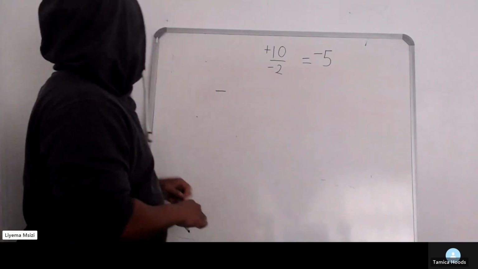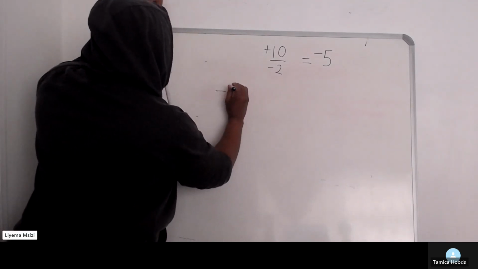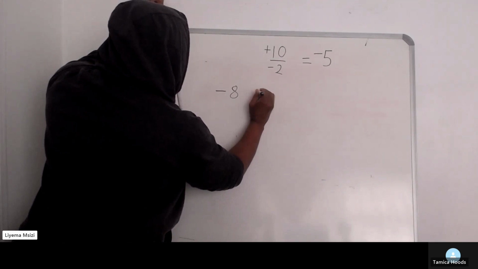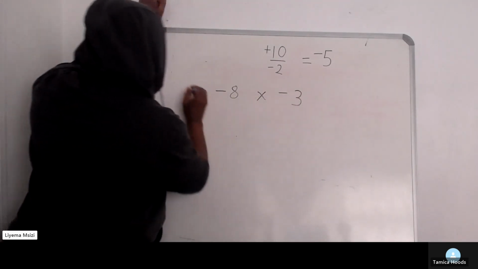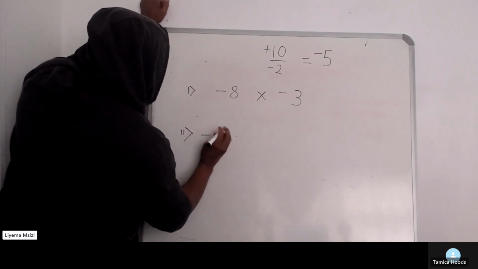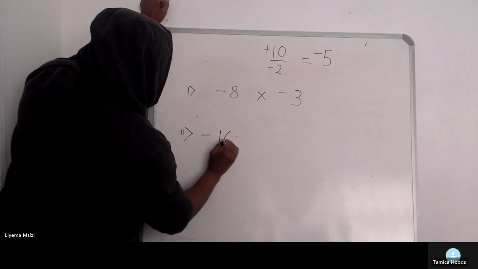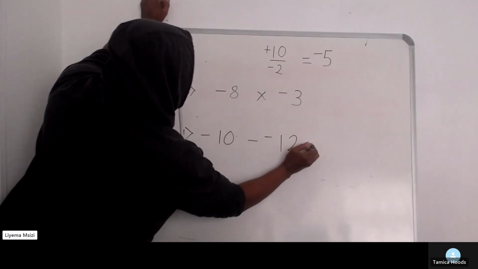Oh. Okay, so now negative. Let's say -8 times -3. I want to test you to see. And then the second one is going to be -10 minus -12. Okay, let's start with the first one.